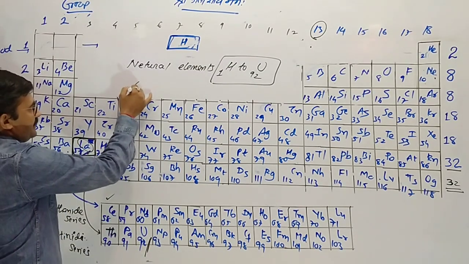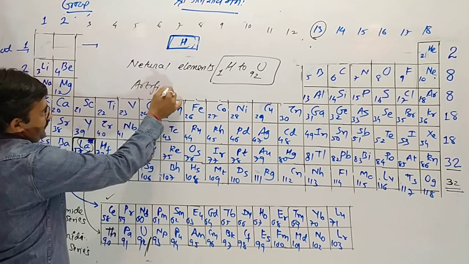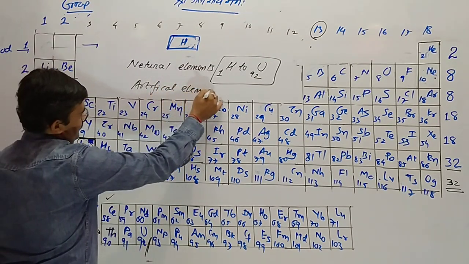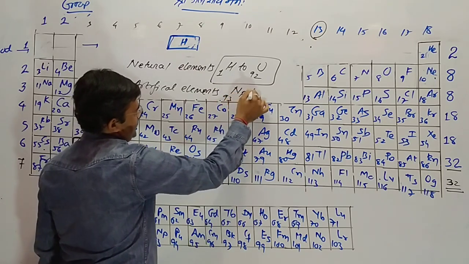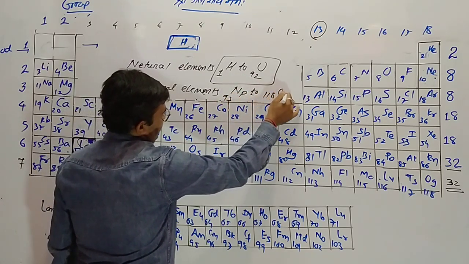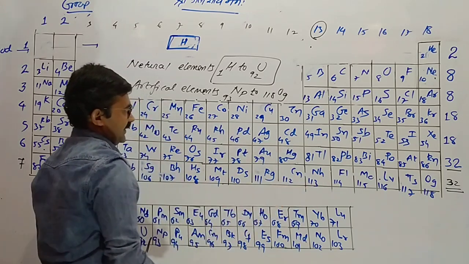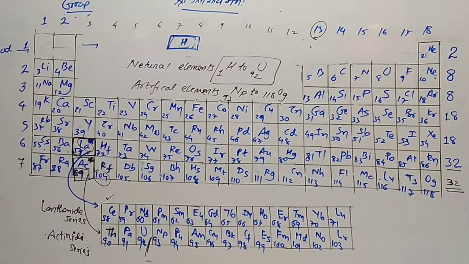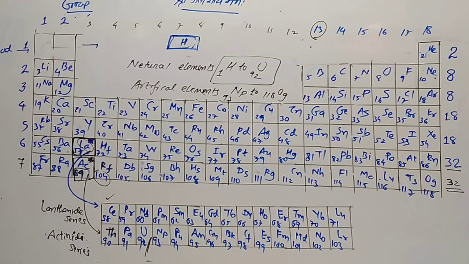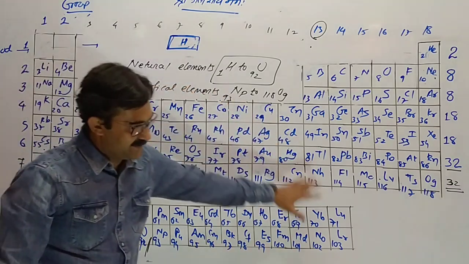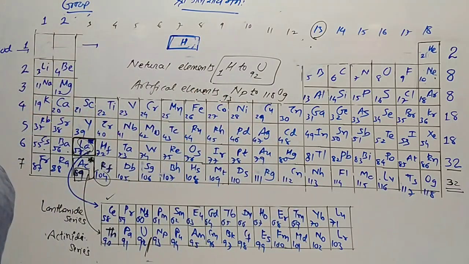And man-made, artificial elements start with neptunium to oganesson, 118. These are artificial elements. So out of 118, hydrogen to uranium, 92 elements are natural.